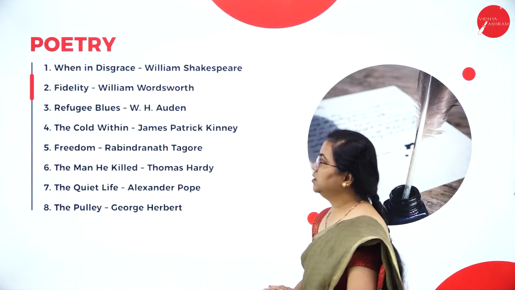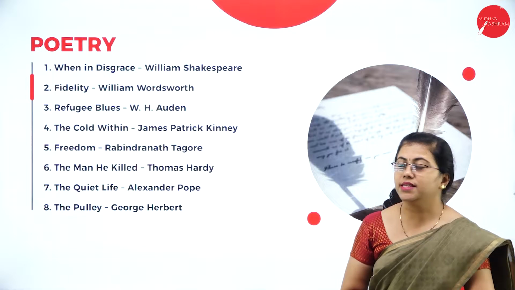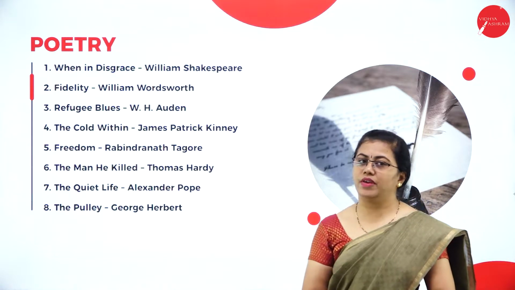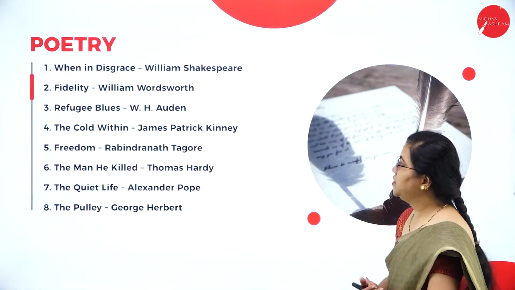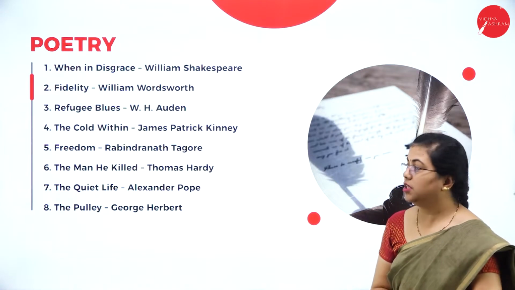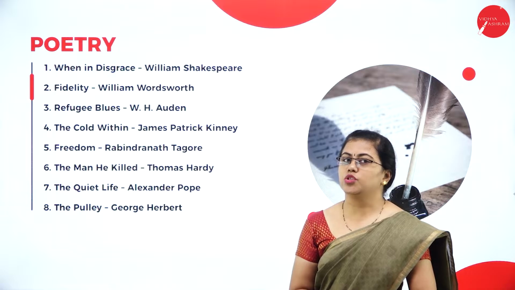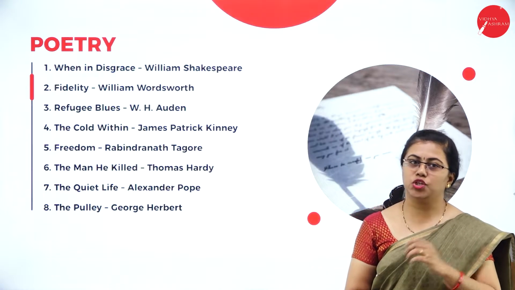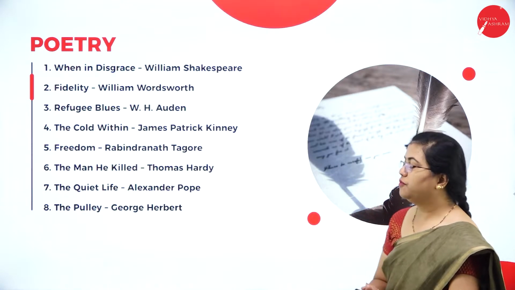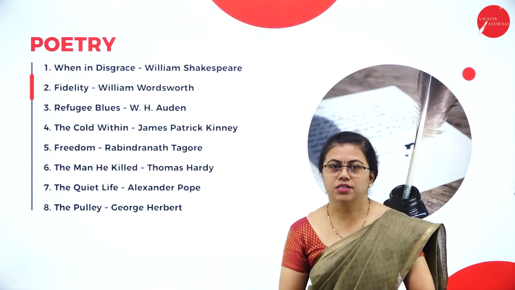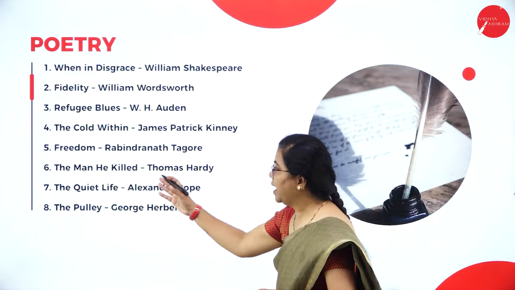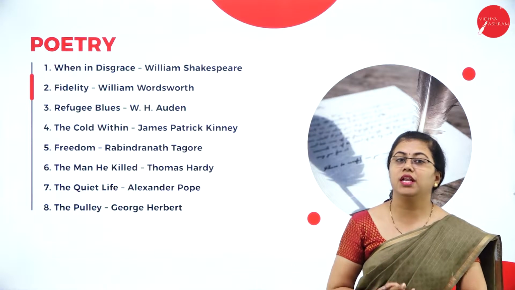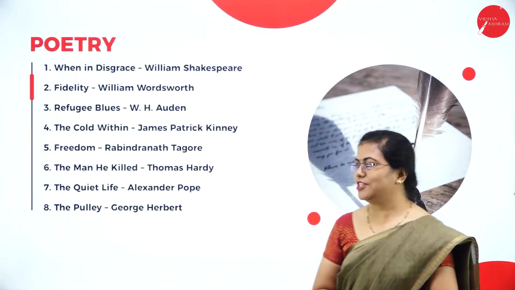Next we have the poem by W.H. Auden, that is Refugee Blues. This is also a very interesting poem that is written about the refugees. Next we have James Patrick Kinney's poem, The Cold Within. This is also a very interesting poem which gives an insight to yourself. Next we have Freedom, written by Rabindranath Tagore. Then we have Thomas Hardy's poem, The Man He Killed. Who killed whom, we are going to understand in this poem.